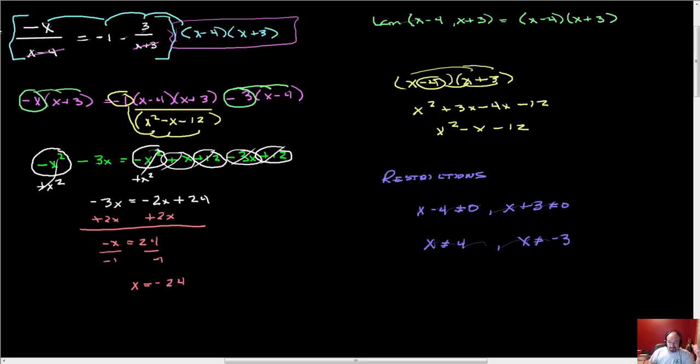And that's really it. That's all you have to do. Since we didn't come up with an answer that was 4 or negative 3, as long as our algebra is correct, that's the answer, because it's not one of the unallowed. And that's really how you do all of them.